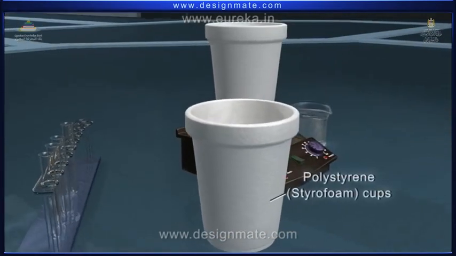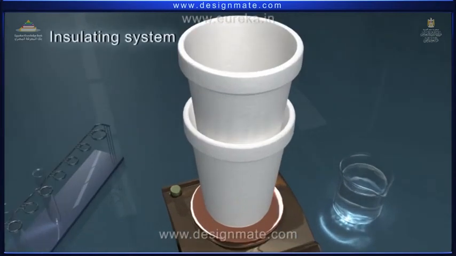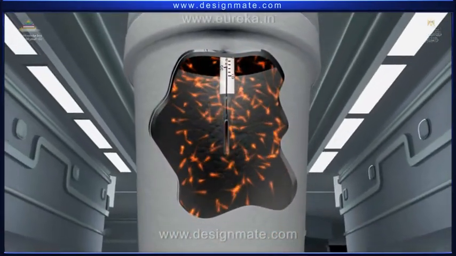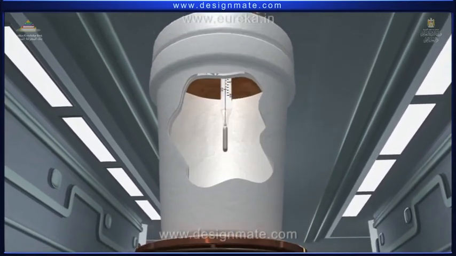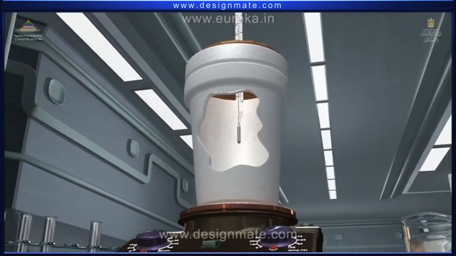It is made up of two polystyrene styrofoam cups nested to form an insulating system. It prevents the energy from flowing in or out of the system. Since this calorimeter works on constant atmospheric pressure, it is also called constant pressure calorimeter.